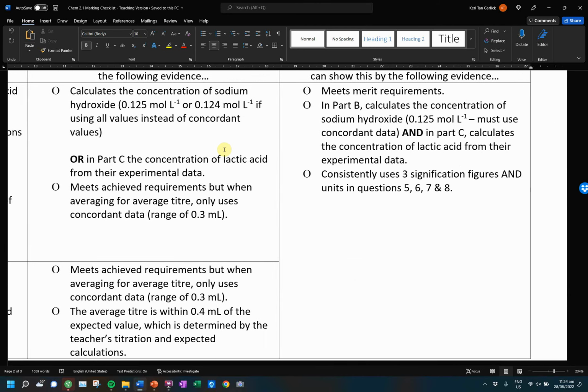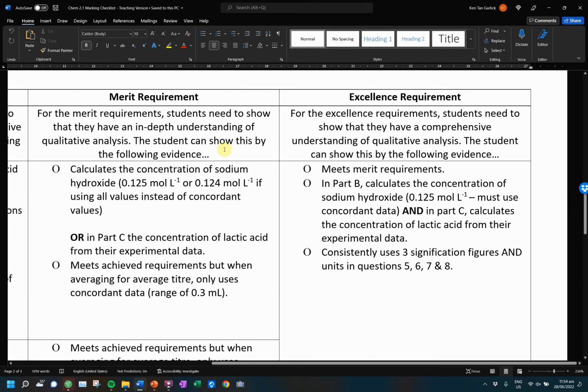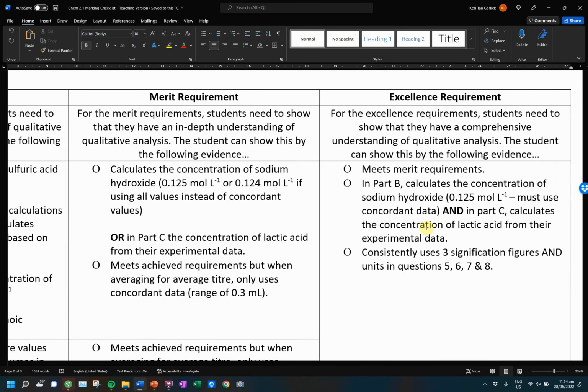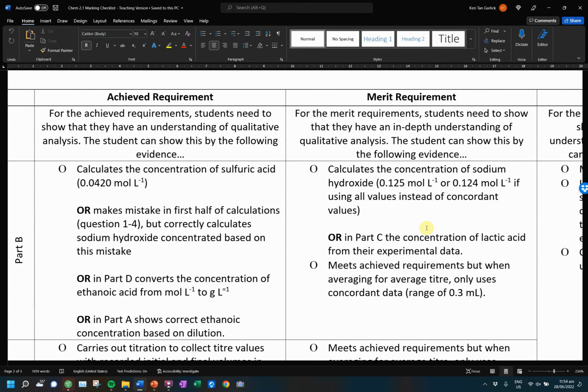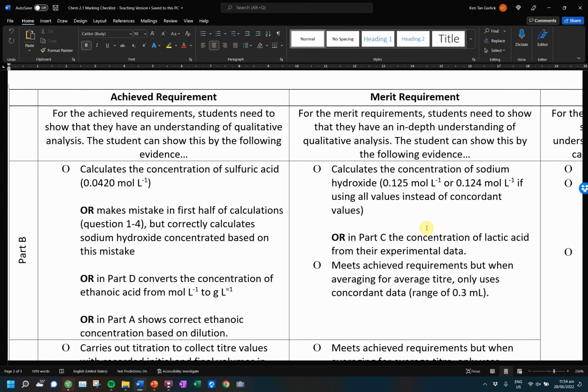For the Excellence, you need to get both Part B and Part C when it comes to the calculations. You see how the calculations is now an "and" instead of an "or". All right? Are we good so far? So that's what Part B looks like, and then Part D is just your write-up. I don't want to go through it because I don't want you guys to be overwhelmed.